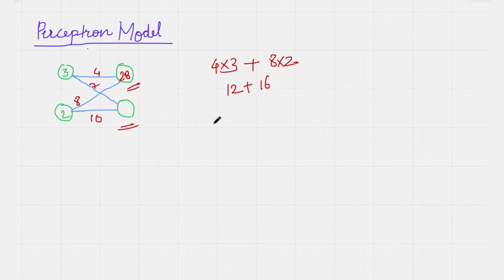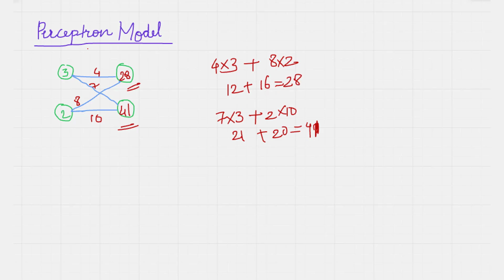Similarly, we'll calculate for this. Here it is coming this first. So that is nothing but 7 into 3 plus 2 into 10, correct? So this is nothing but 21 plus 20. So that is nothing but 41. So here we have 41.